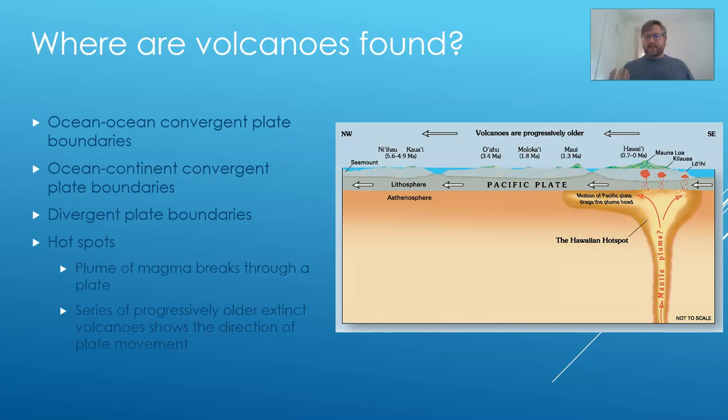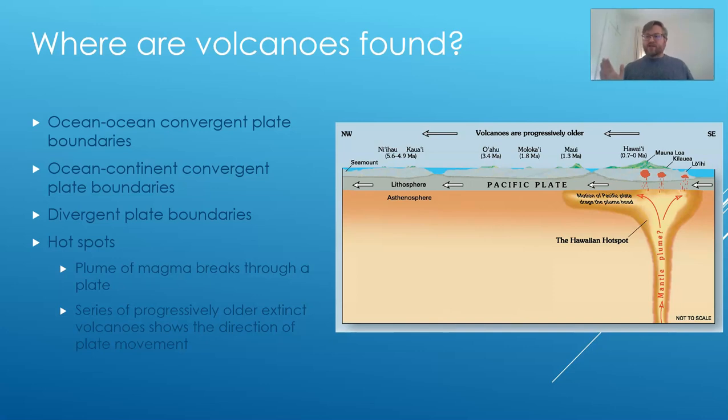So this mantle plume comes up, it breaks through the plate that's above it, and it forms a volcano there. But that plate is still moving relative to the mantle plume. So the mantle plume is going to stay in place, and the plate is going to move over it because all of our tectonic plates are always in motion. And so eventually that volcano is going to get dragged away from the mantle plume. And so now it doesn't have a source of magma anymore. And the volcano is going to go extinct. It's going to stop erupting.